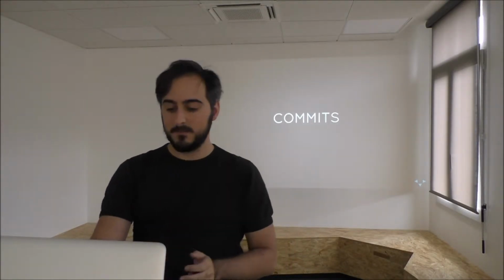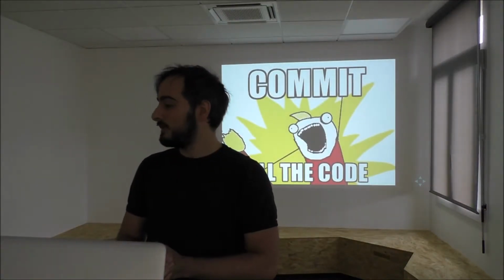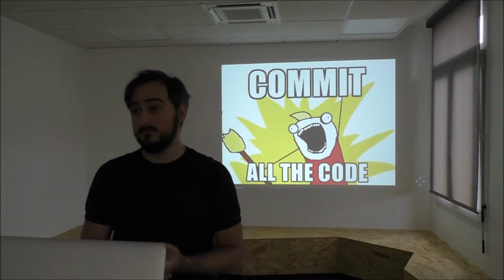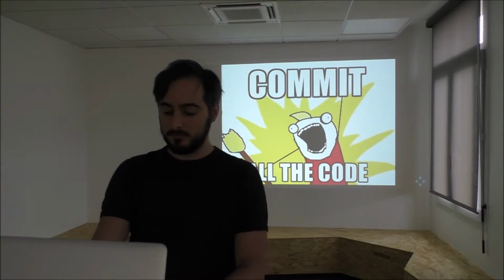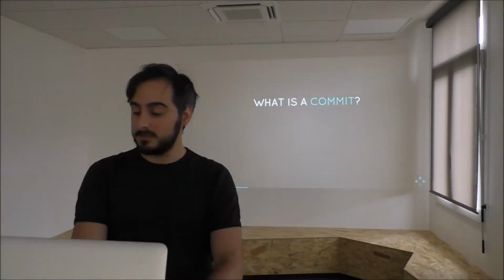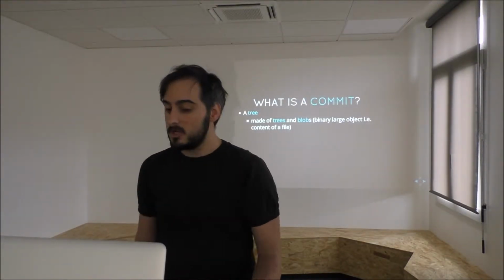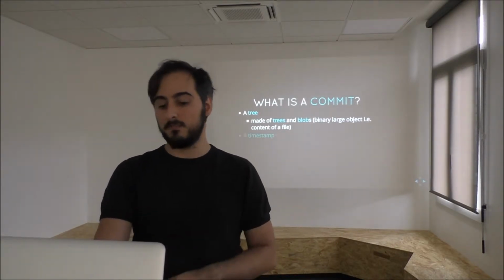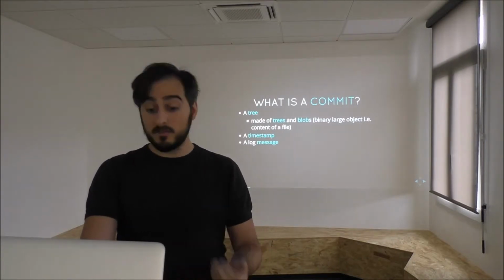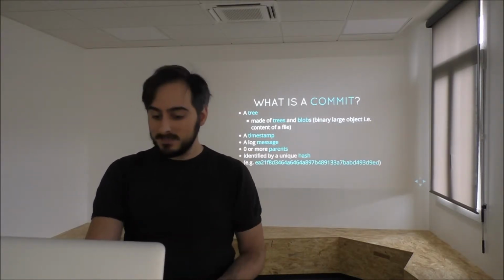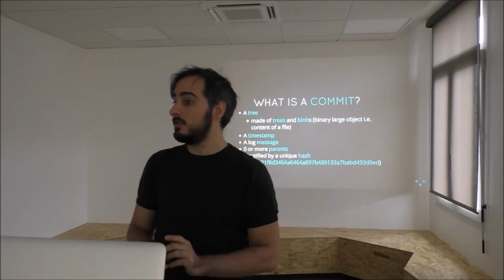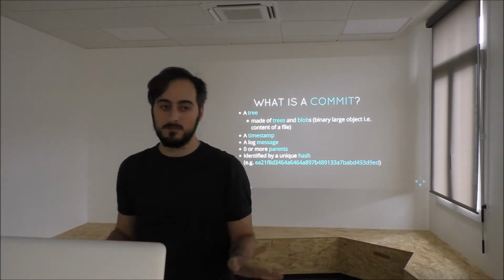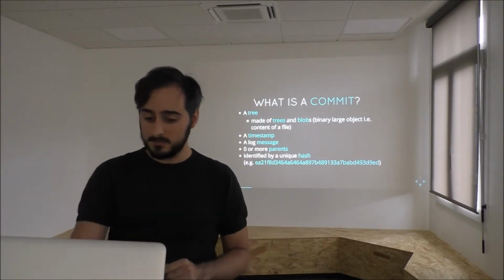Okay, so I'm gonna talk to you about 3 major concepts. First one is a commit. So maybe you already know what a commit is. I'm gonna explain to you exactly how it works. So what is a commit? A commit is made of a tree, which itself is made of trees and blobs, a timestamp, a log message, 0 or more parents, and it is identified by a unique hash. So you didn't understand anything I talked about.